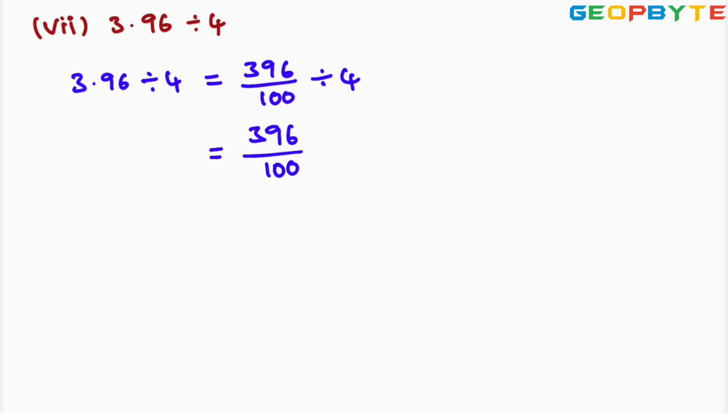We need to find the reciprocal for 4. Reciprocal of 4 is nothing but 1 by 4. Then we need to change the division operation to multiplication into 1 by 4. Here 4 ones are 4, 4 99s are 396, which is equals to 99 by 100.